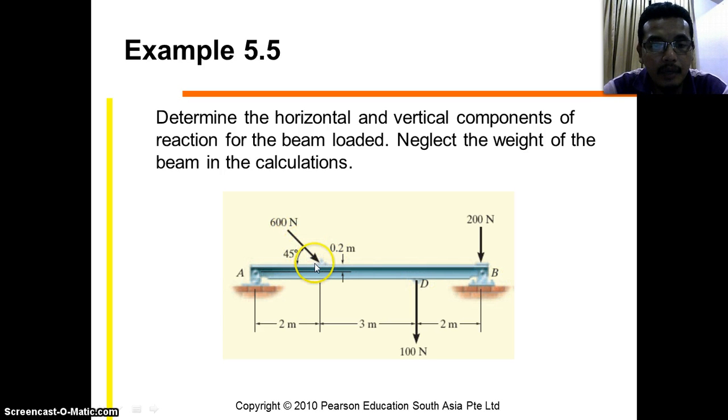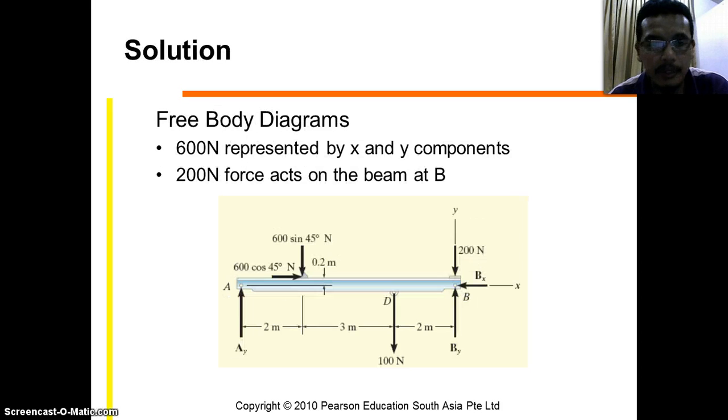Okay, so now we have the external force here, 600 Newton, at a 45-degree angle, and also the external force D here, 100 Newton, and 200 Newton on top of point B here. We can see the connections at A and B have a 0.2 meter gap. Okay, so I want to solve this problem. Now we want to draw the free body diagram.